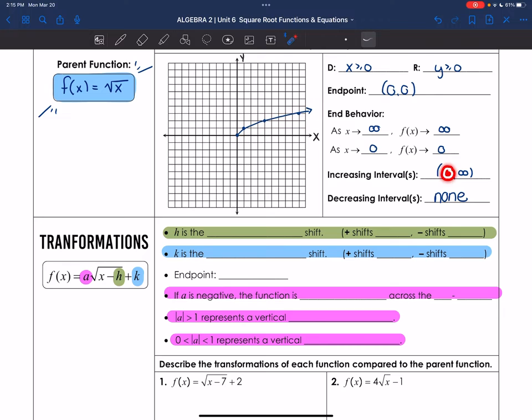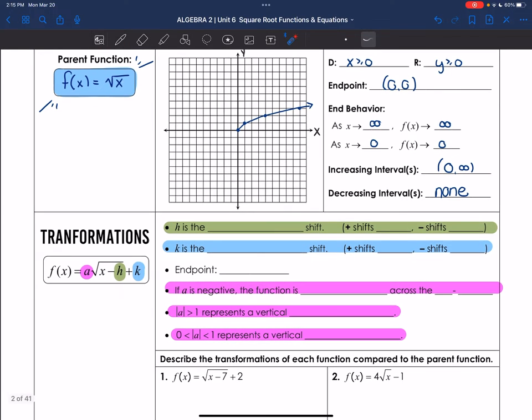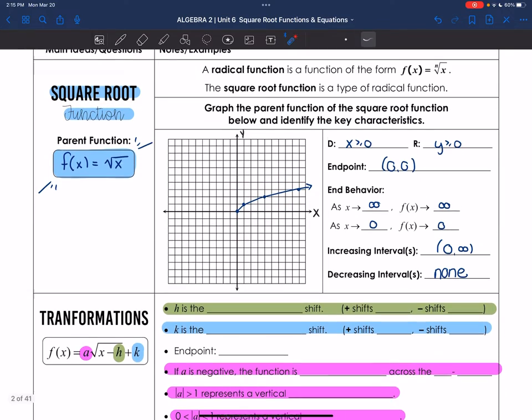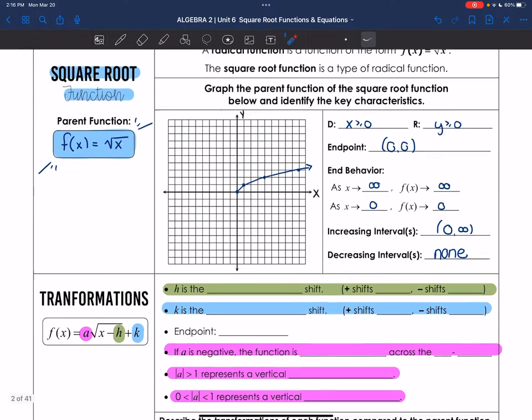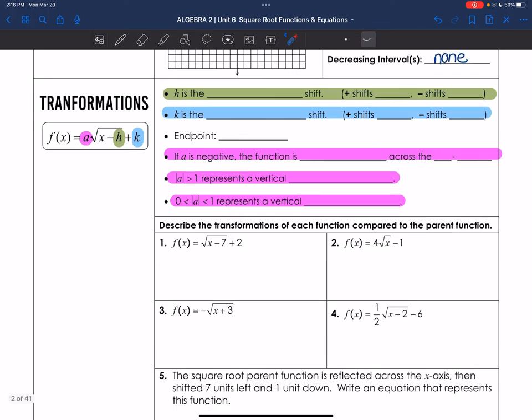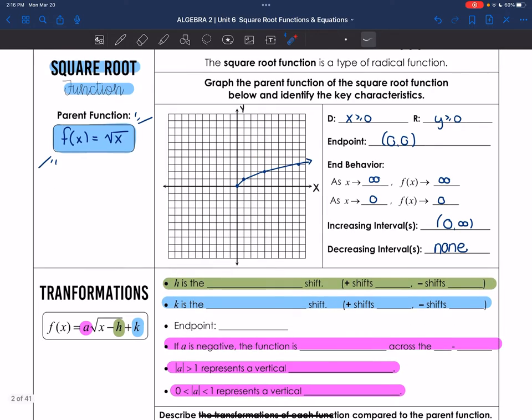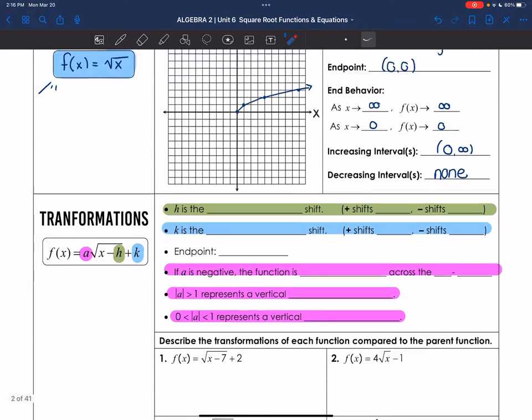This graph is always increasing. So beginning at our x value of 0 and moving to infinity, it's always increasing, but never decreasing. That is true of our parent function. But there are a whole lot more in this family of square root functions than just that one graph. And every other function is called a transformation of the parent function.